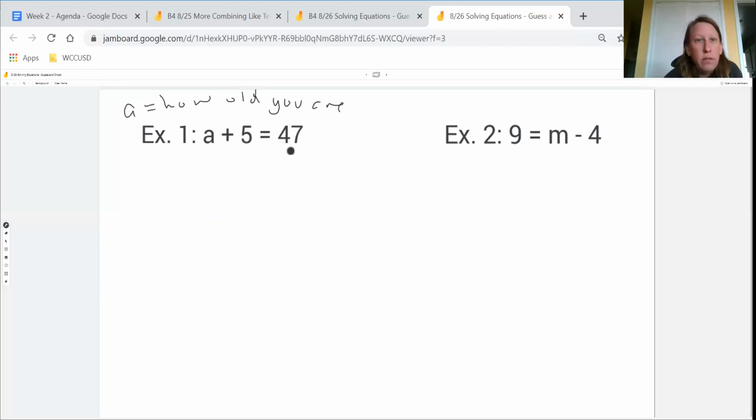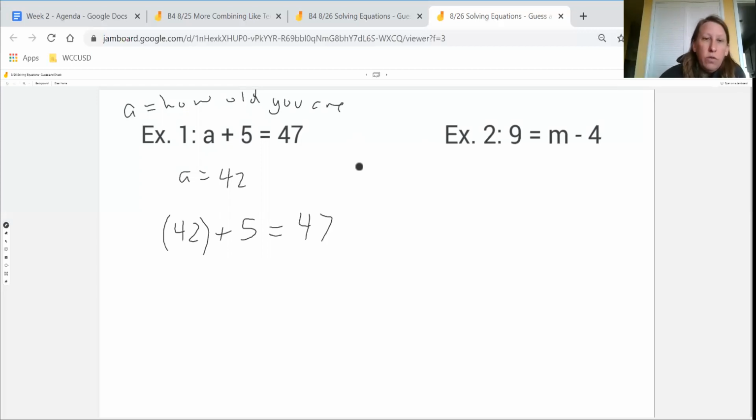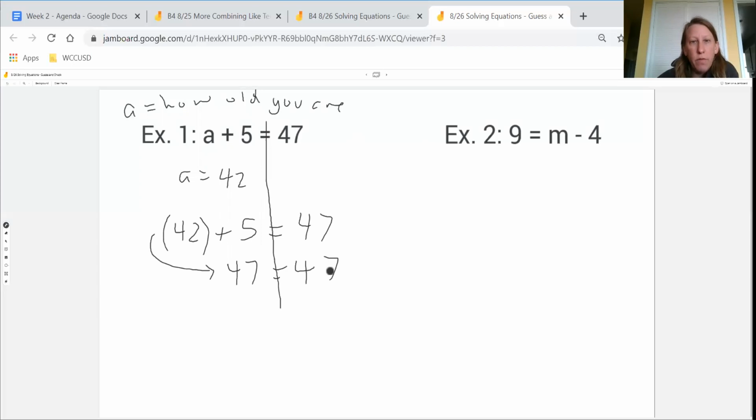What do you think? Yeah, let's test it. So I think I know the answer. I think if I count on 5, I can get to 47. So let's check it. Is 42 plus 5 equal to 47? 42, 43, 44, 45, 46, 47. Okay, so I'm putting the answer to 42 plus 5 below. I'm not putting it next to it. This 47 is coming from the top.